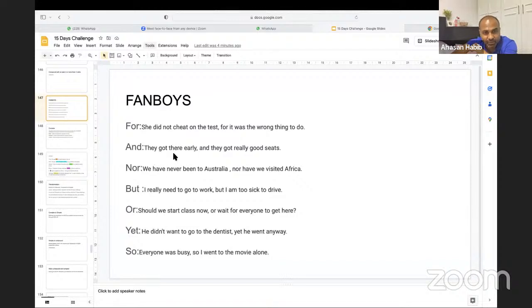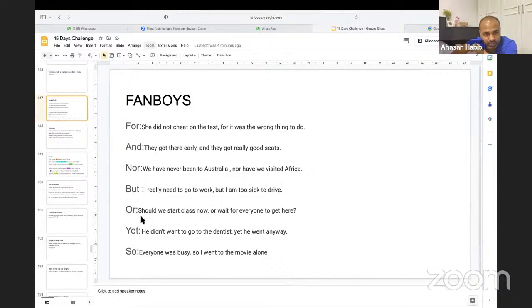Next one is: they got there early and they got really good seats. So with and, what did we make? Another sentence. Nor: we have never been to Australia, nor have we visited Africa. So when you see nor, that's another sentence. Fanboys, right? But: I really need to go to work, but I'm too sick to drive.